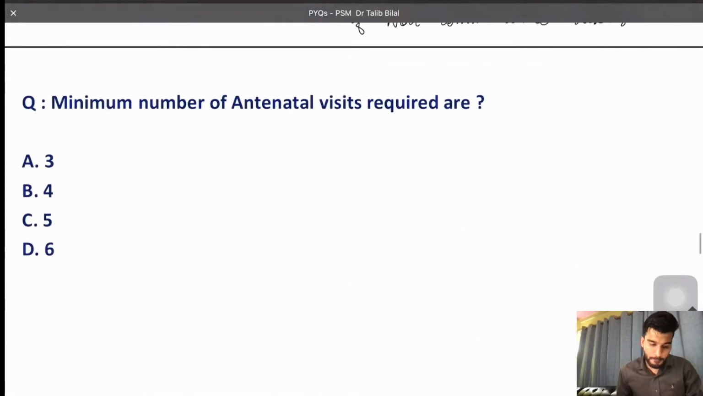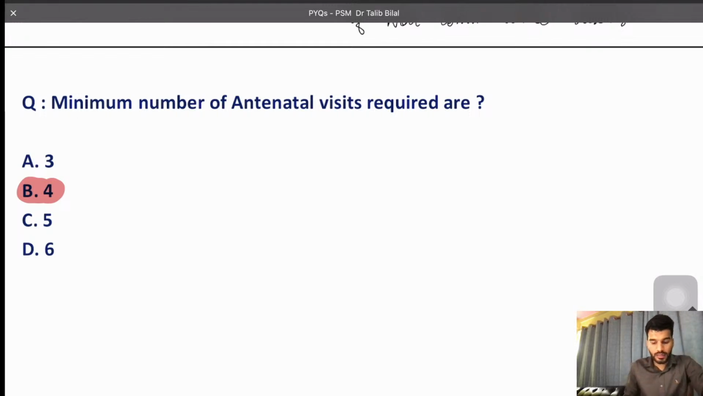Next question, guys. Minimal antenatal visits required are, how many antenatal visits are required? Minimum 3, 4, 5, 6. The question is just mentioning minimal antenatal visits. What will be your answer? Comment down your answer so that you can remember. The PDF I will share in the end and you can revise from the PDF. What will be the answer, guys? Yes, minimum antenatal visits required are 4.